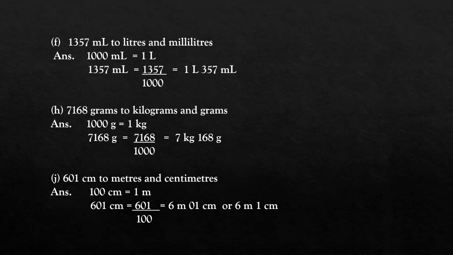But here the number of zeros is 2 in the denominator. So on the numerator also you have to count 2 digits. That will be your smaller unit, and the number before it will be your bigger unit. So 6 meter 1 centimeter will be your answer. Children, you have to write in this way only in your exams.